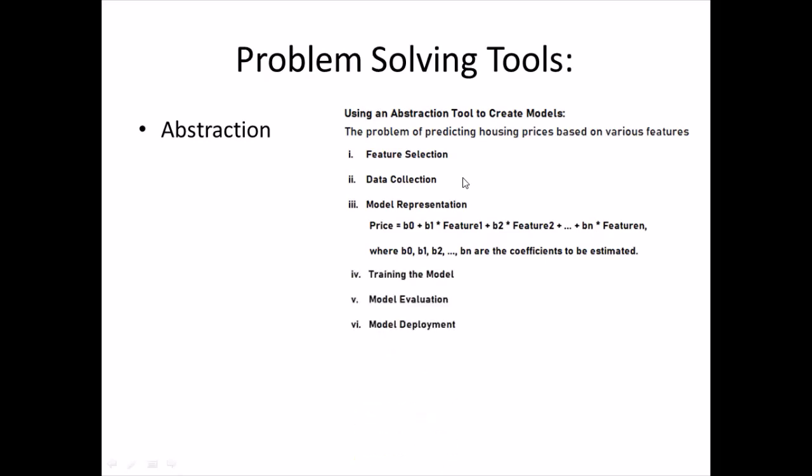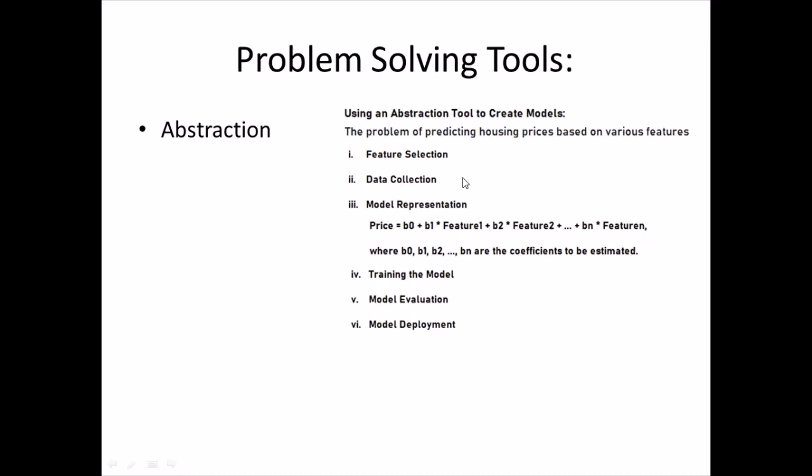To estimate the coefficients of the model, we need a training phase. During training, the model is presented with the data set and it adjusts the coefficients to minimize the difference between the predicted prices and the actual prices in the data set. This process involves optimization techniques like least squares or gradient descent to find the optimal values for the coefficients.